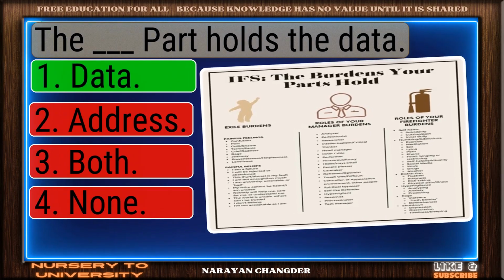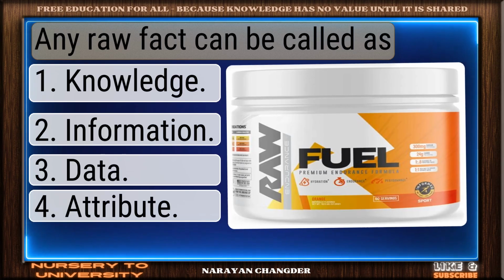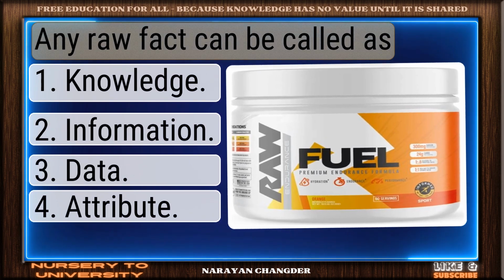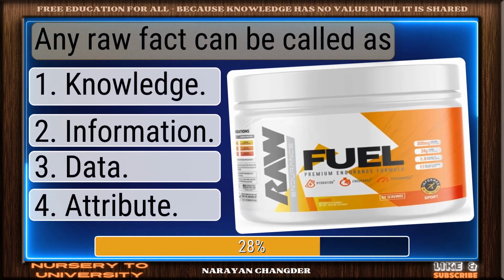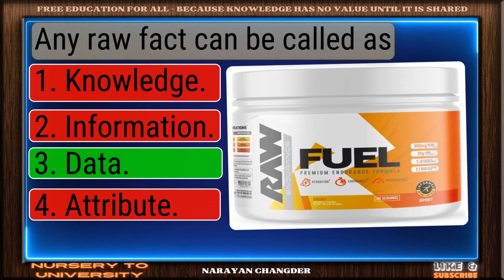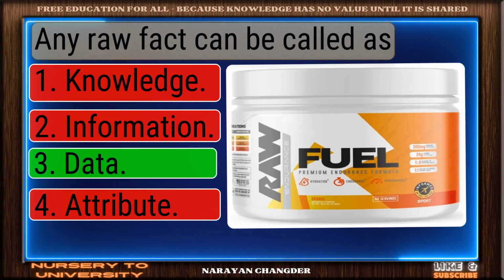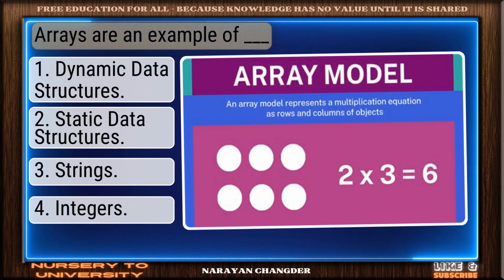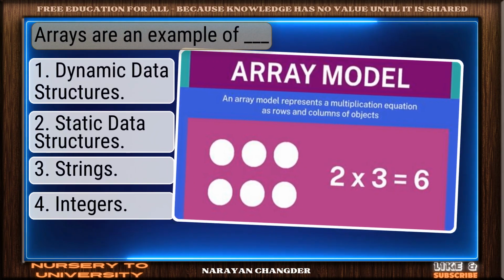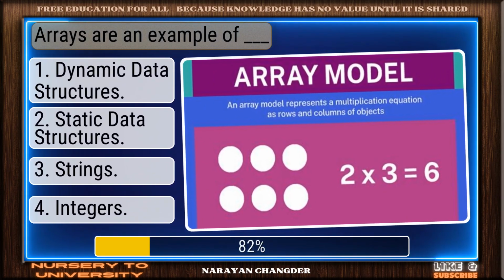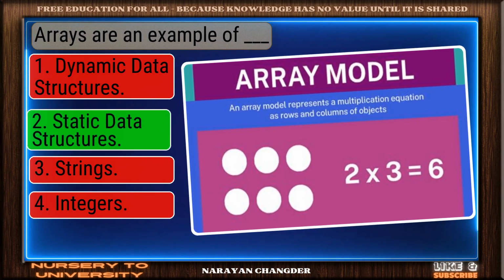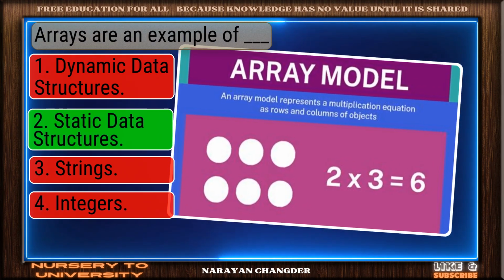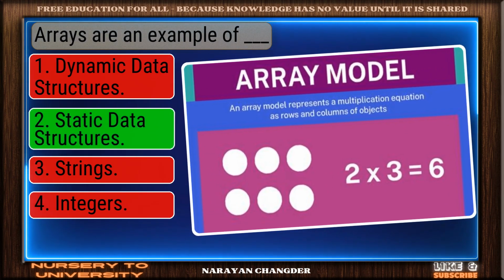Nicely done. Data is a solid answer. Question number 44. Any raw fact can be called as. Well picked. Data is the correct answer. Question number 45. Arrays are an example of dash. Strong choice. Static data structures is the right answer.